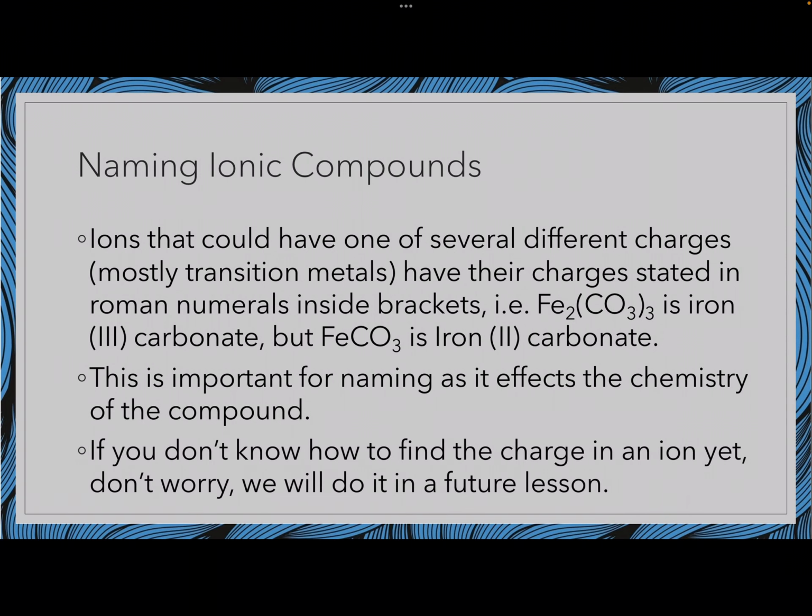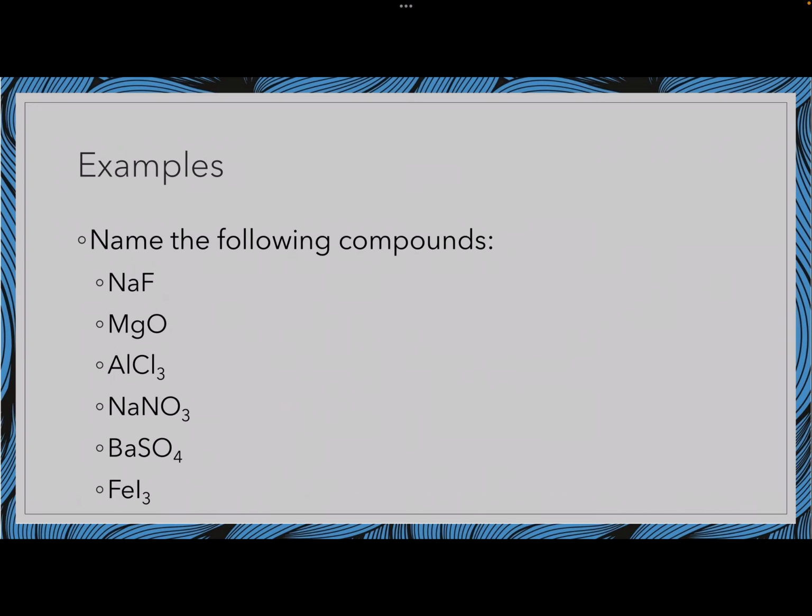Now, if you don't know how to find the charge, that's okay. You don't need to do it for this lesson, but you'll need to pay attention next lesson and then apply it backwards. So have a go at naming these compounds. Following that process that we just talked about, you write down the metal, you take the name of the anion, change it to "ide" and put that second, unless it's a polyatomic ion, then you just leave it as is. So pause the video, have a go at answering those, and then we'll go through the answers.